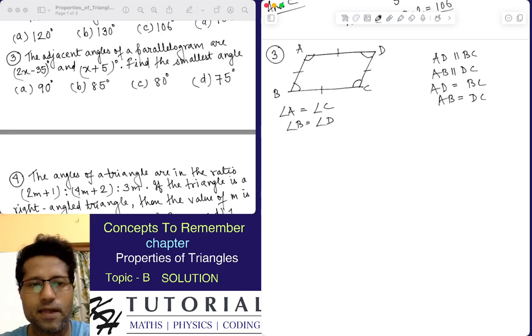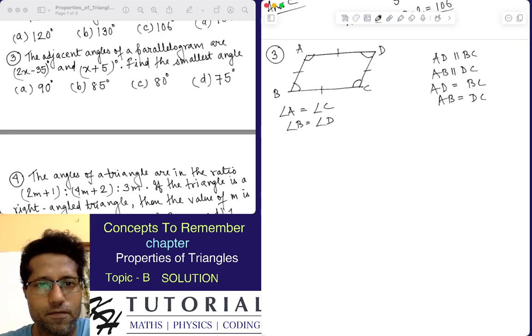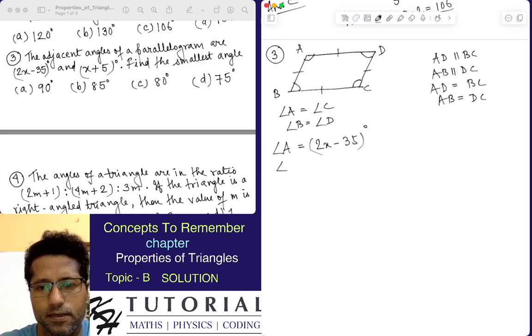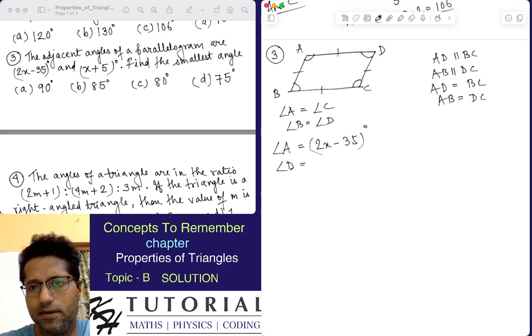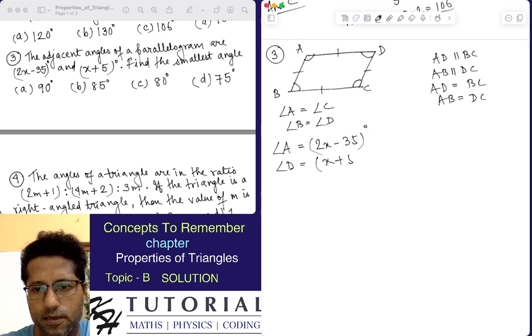These are adjacent angles. It is given that the adjacent angles of a parallelogram are 2x minus 35 and x plus 5. So let's say we can always assume angle A is 2x minus 35 degrees, and for its adjacent angle, since D is equal to B, we can clearly assume either D or B as the other adjacent angle, that is x plus 5 degrees. These are given. Now it is asking to find the smallest angle.